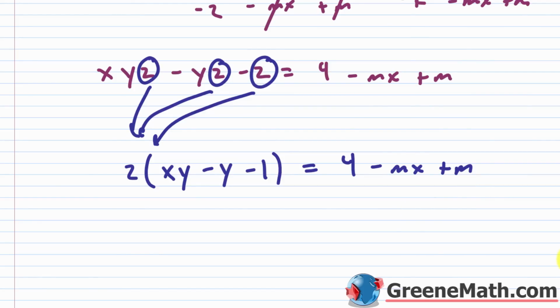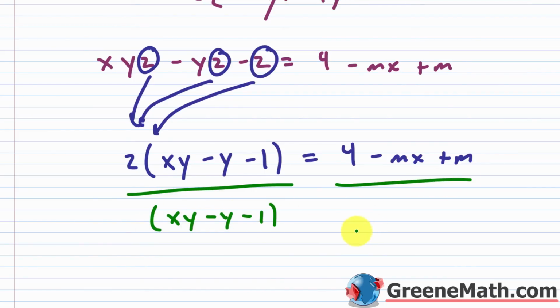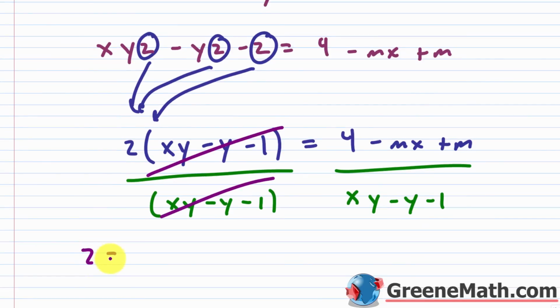And if we want to solve for z, we can simply divide both sides of the equation by this xy minus y minus 1. I'm going to divide over here. Again, you don't need parentheses. So I'm going to do xy minus y minus 1. And let's go ahead and cancel this with this. We'll say that z is equal to this 4 minus mx and then plus m over xy and then minus y and then minus 1.